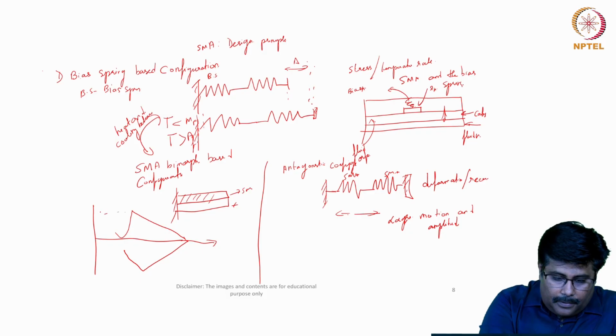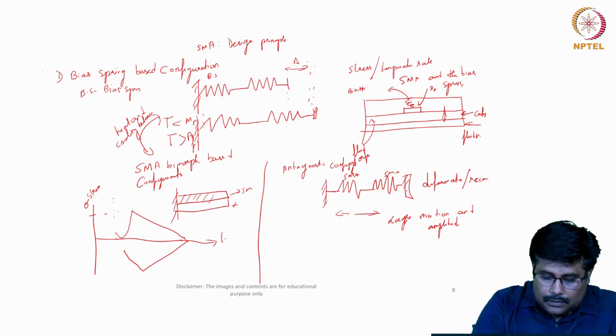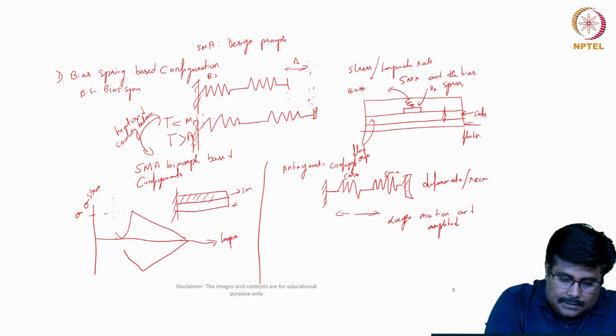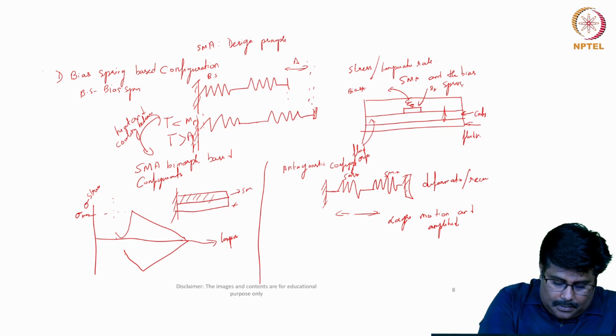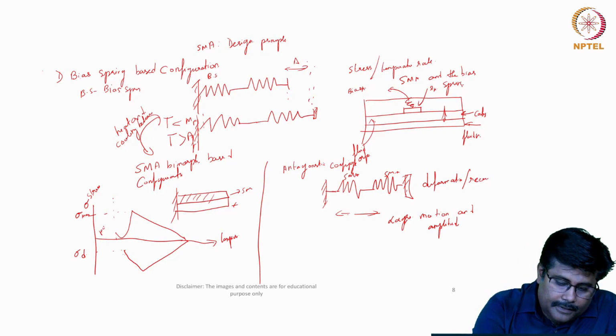So this is a kind of Martensite behavior. If I try to map it with reference to the stress and with reference to temperature, this is the sigma max and sigma d. We have the Martensite phase over here.